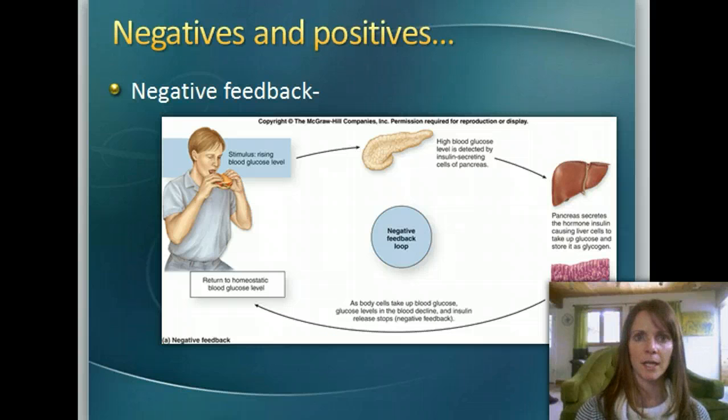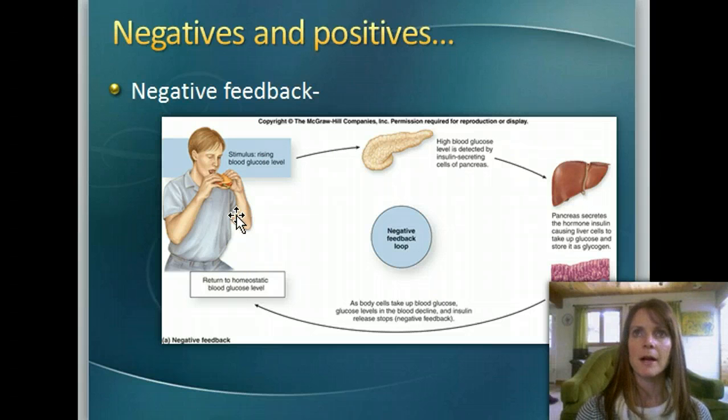Let's talk about how the body keeps itself in homeostasis. There are two feedback systems: negative and positive feedback. Both are pretty easy to understand. Before I go over this type of example, I'm going to give you a very easy example for negative feedback.